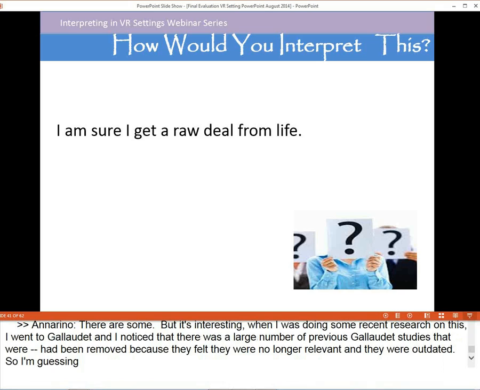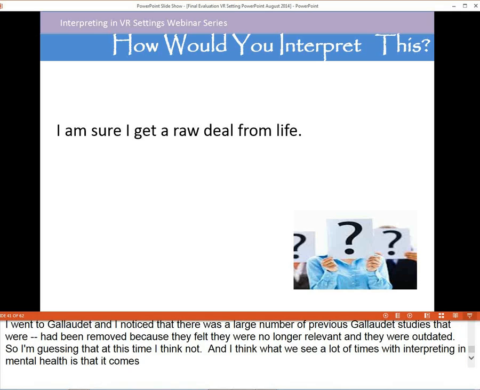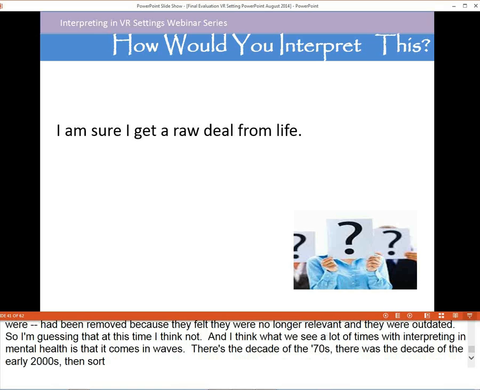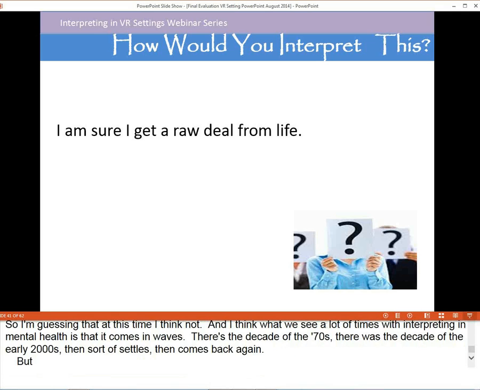time, I think not. And I think what we see a lot of times with interpreting in mental health is it comes in waves. There's the decade of the 70s. There was the decade of the early 2000s. And then it sort of settles, and then it comes back again. But I am not aware of any current ones right now. But that's not saying they're not there.